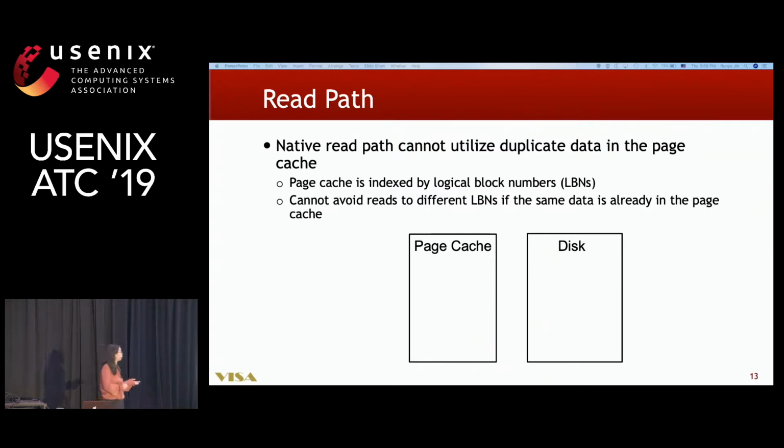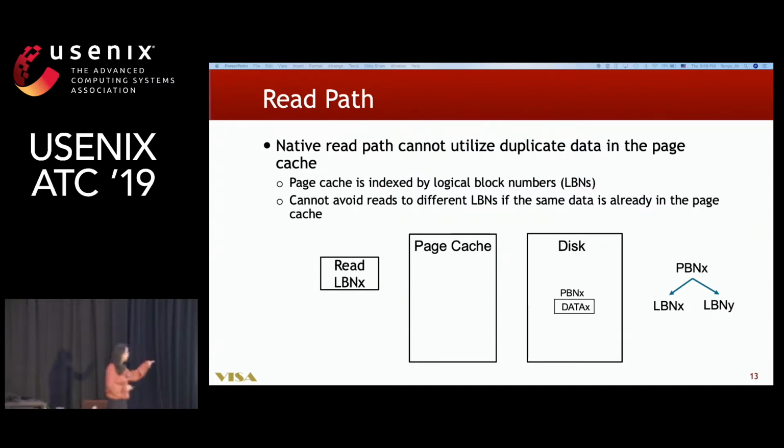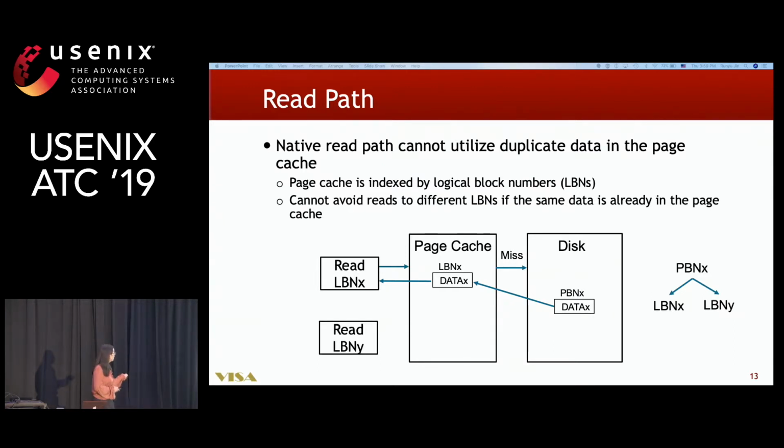Let's see an example here. We have LBNX and LBNY. Both are deduplicated to PBNX and contain data DataX. So we first read LBNX. It will fetch the data from disk, read it into the page cache, and then return the data. Then later on, we want to read LBNY. LBNY also wants to read DataX. However, although DataX is already in the page cache, it has to read from disk again. And thus, we have a duplicate read here.